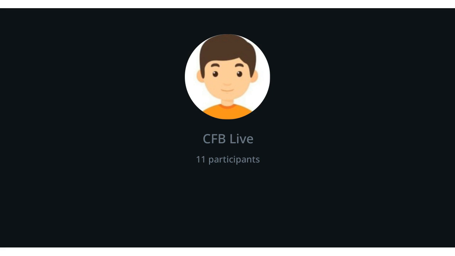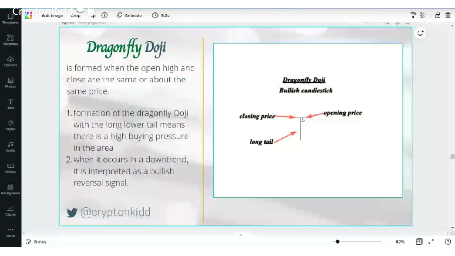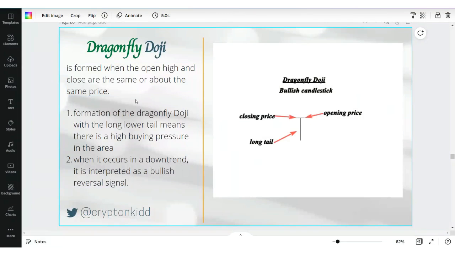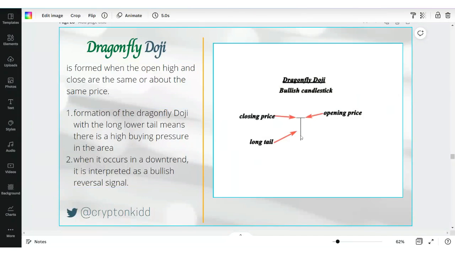If you want to learn about what trading session means, guys, you need to watch the video day 1 and day 2. How do you interpret a dragonfly doji? Number 1, it means right here there was high buying pressure. Number 2, when you see this candle at the end of a downtrend, it means there's about to be a bullish reversal, and that is the time to enter the market.